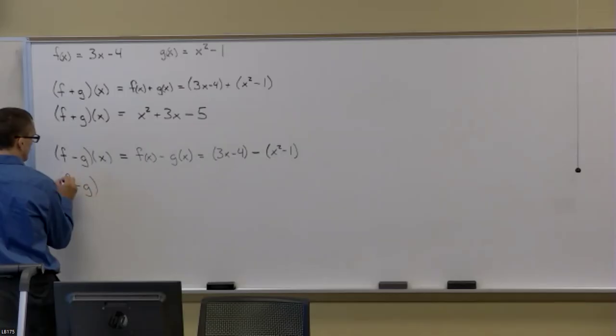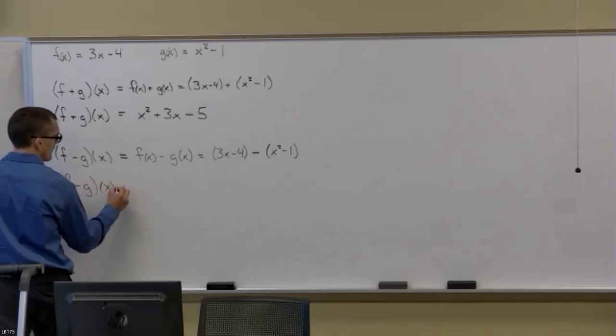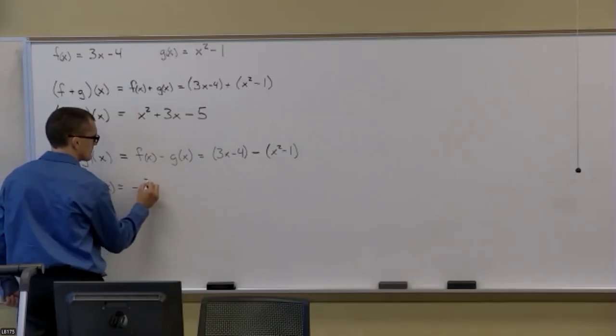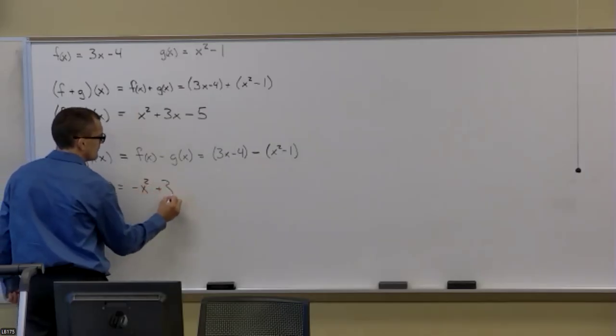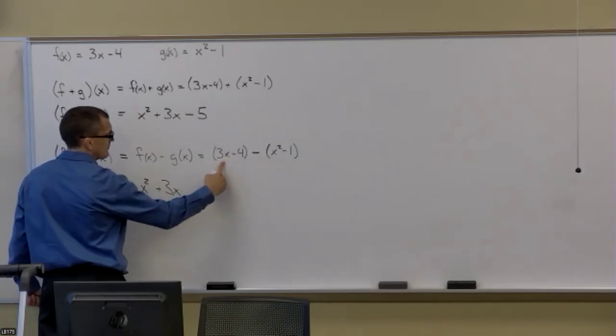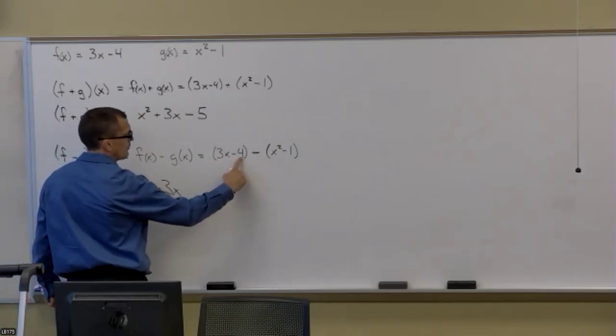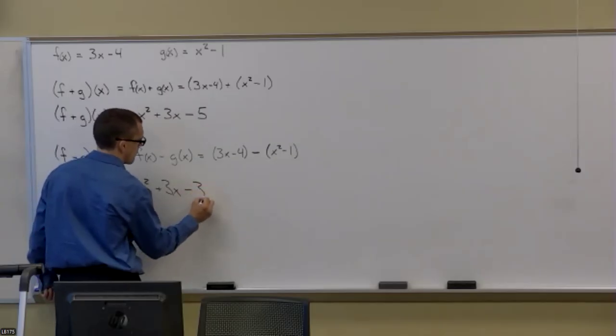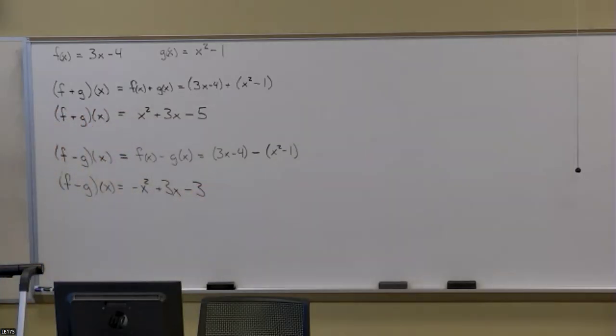f minus g of x. I have a negative x squared. This is a plus 3x. This is a minus 4, and then that's a plus 1. So that becomes a minus 3 when I combine like terms.